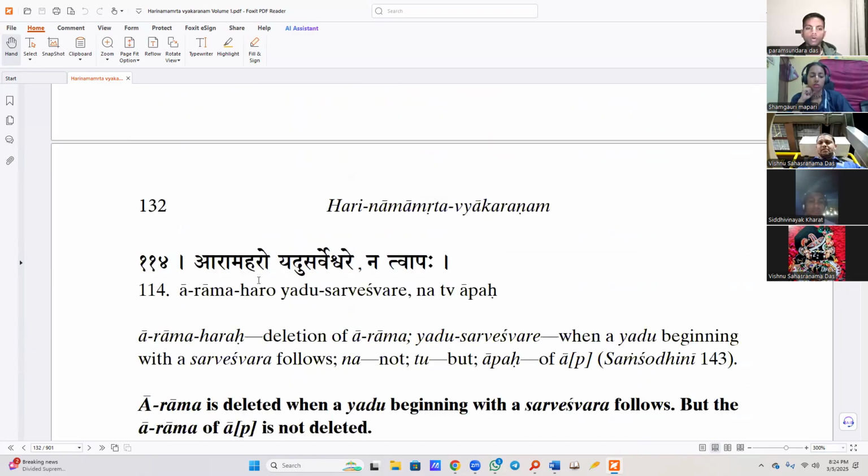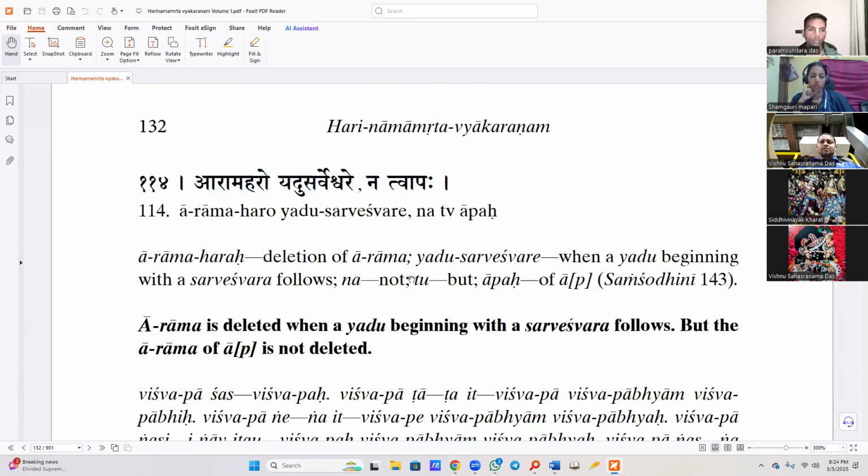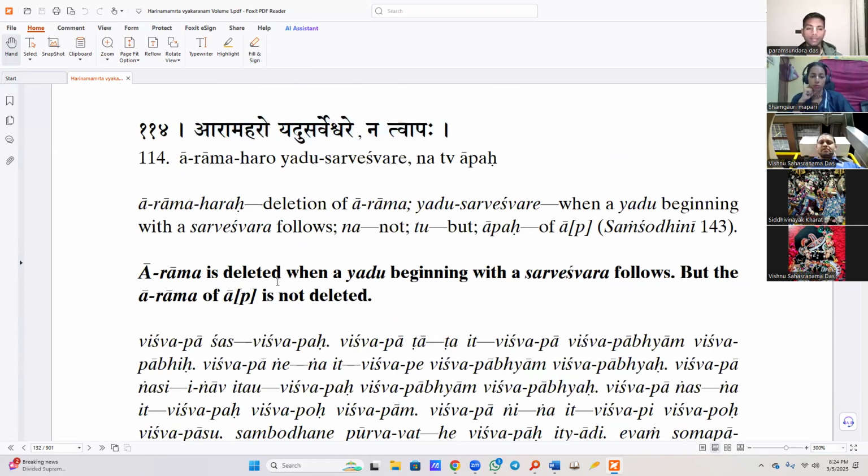Then 2.3 onwards, Arama Haro Yadu Sarveshware Natvapaha, which means Arama is deleted when a Yadu beginning with the Sarveshwara follows. But the Arama of Aap is not deleted. So Vishwapa ending with Arama, right? When we have any Yadus following, Yadus meaning Shas onwards, 2.3 onwards, beginning with a Sarveshwara, for example, Shas, Ta, Nge, Ngasi, and all of those, we do not count the indicatory letters, right?